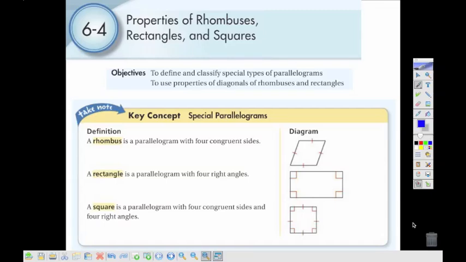Here in section 4, we're going to be looking at some special parallelograms. They're rhombuses, rectangles, and squares. So first, let's define exactly what they are. A rhombus means that it's a parallelogram with exactly 4 congruent sides.